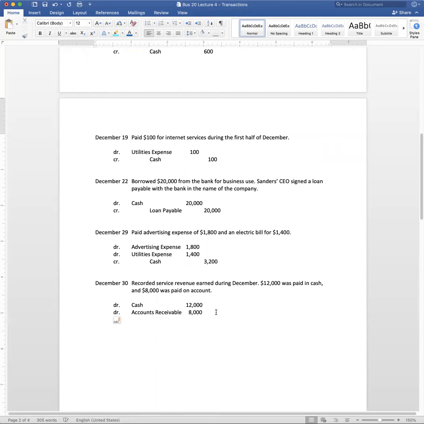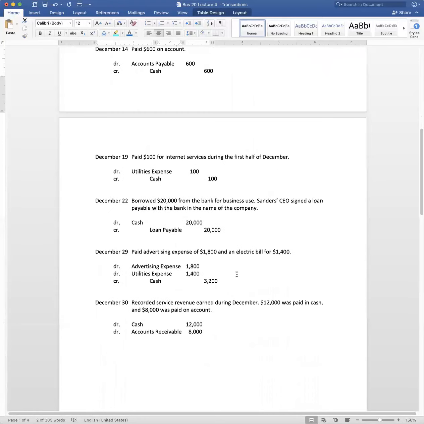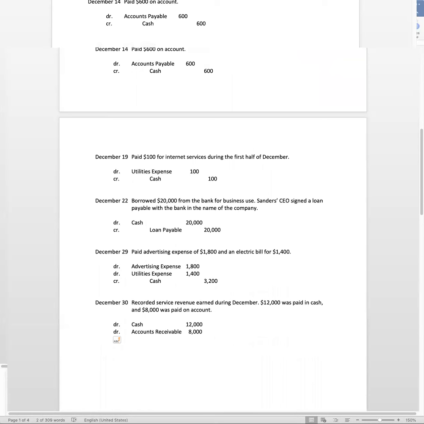Okay. Now, all of this, we already said, is going to be service revenue. And revenues are always increasing, and we can see that increasing is a credit. So we're going to credit both amounts, $20,000 to service revenue.